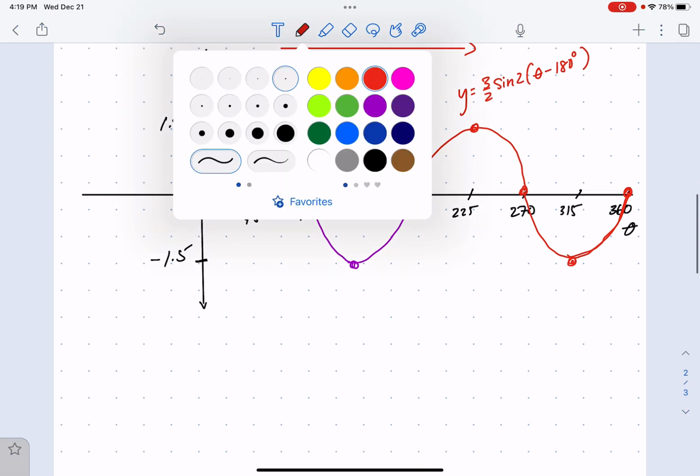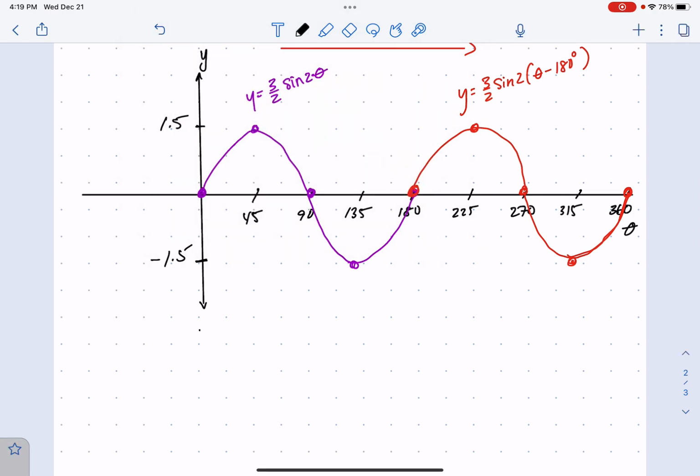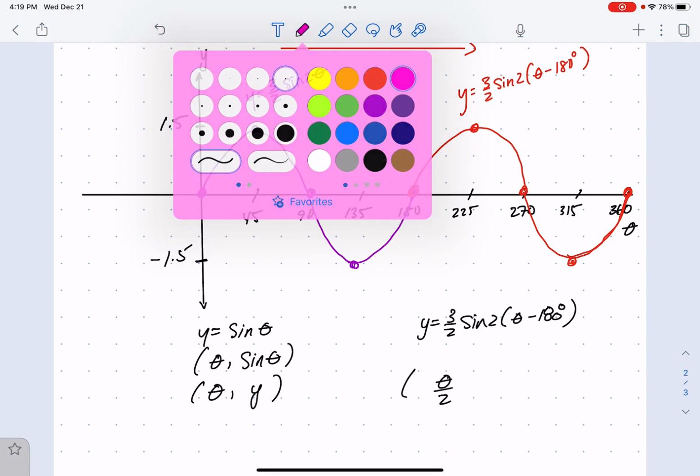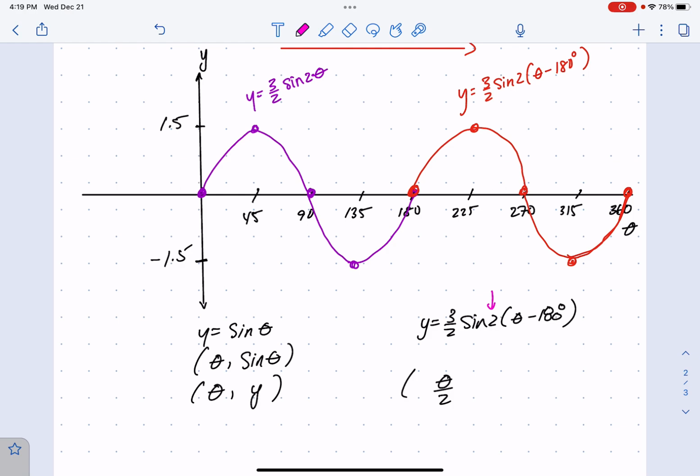Point notation, if we're going to talk about point notation from the base curve. Remember, the base curve is y equals sine theta. So it's going to be theta comma y we'll work with. And remember, it's becoming 3 over 2 sine 2 theta minus 180 degrees. So that'll become theta divided by 2. That is my horizontal compression.